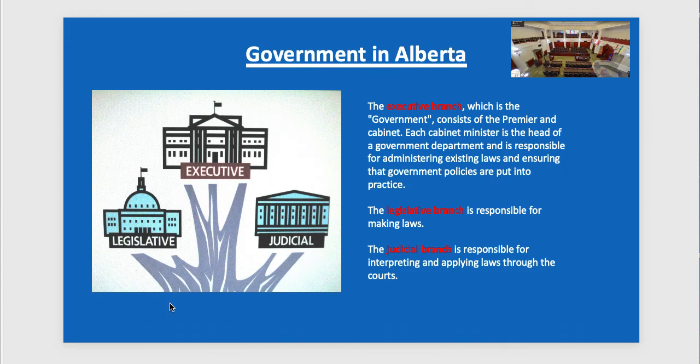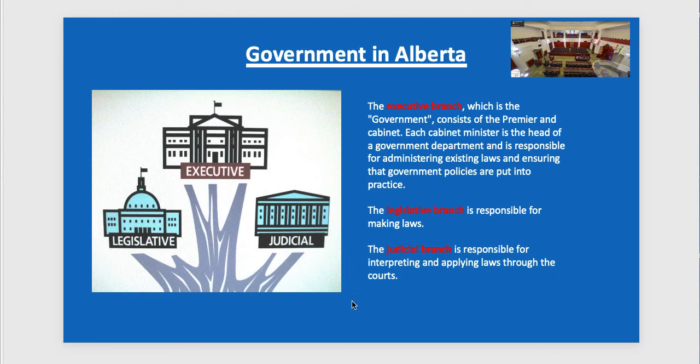In the government of Alberta, there are also three branches: the executive branch, the legislative branch, and the judicial branch. The executive branch is responsible for administrating existing laws, basically making sure that the policies that are created are put into practice. The legislative branch is responsible for making laws, and the judicial branch is responsible for interpreting, enforcing, and applying the laws through courts. That's our police force, our judges, all of that. That's all part of the judicial branch. So that's in Alberta.